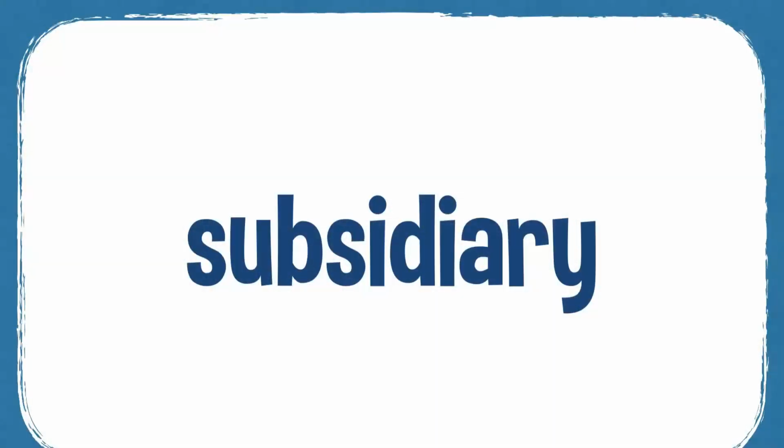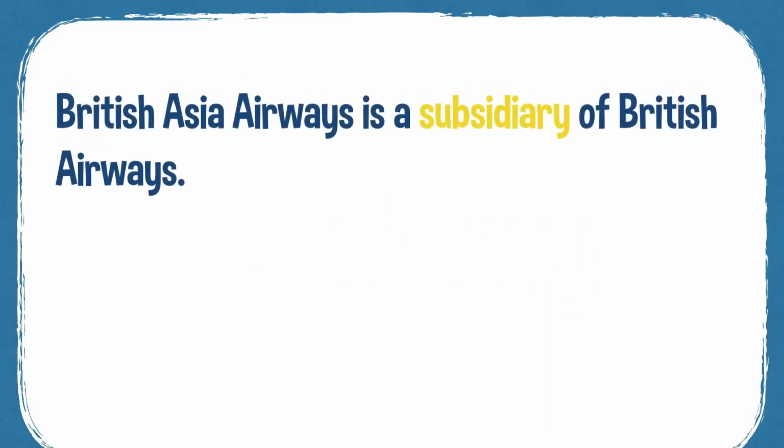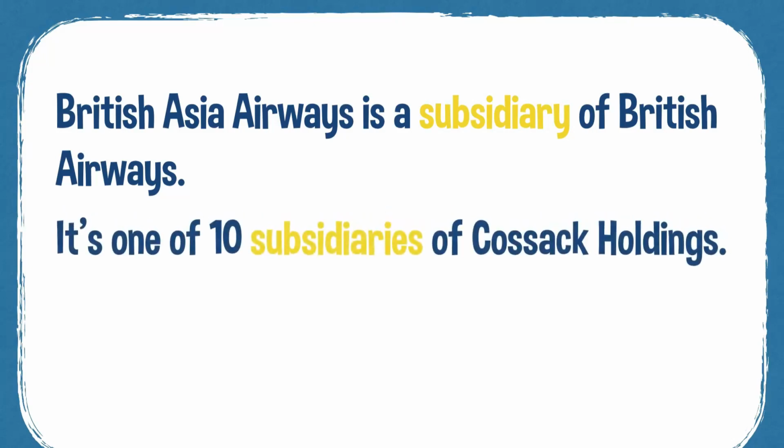A subsidiary is a company which is part of a large and bigger company. Subsidiary. You can see this with the prefix sub. Sub means under, which kind of emphasizes that a subsidiary is under a larger organisation, under the headquarters of the company. So, for example, British Asia Airways is a subsidiary of British Airways.